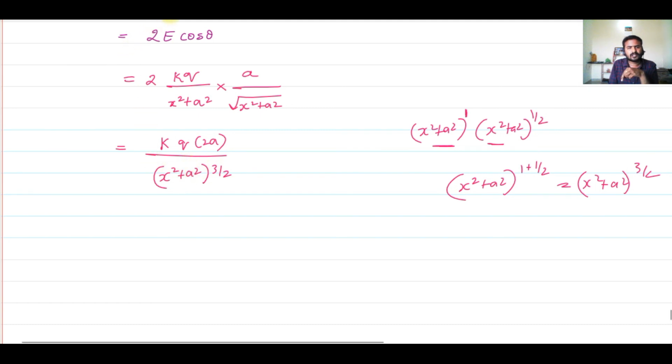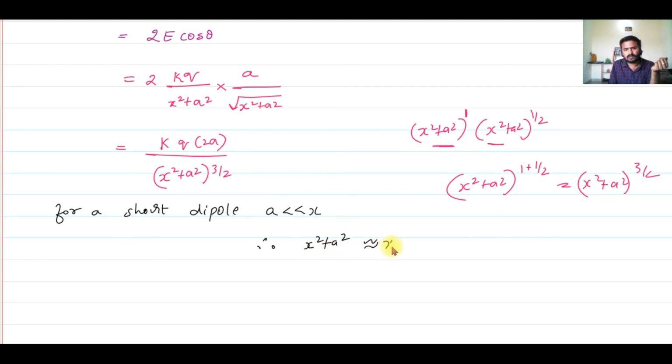And now for a short dipole, remember this is what we did even in the previous derivation, right? For a short dipole, a is going to be very less compared to x. Therefore x square plus a square is approximately equal to x square itself. So therefore what do we get?